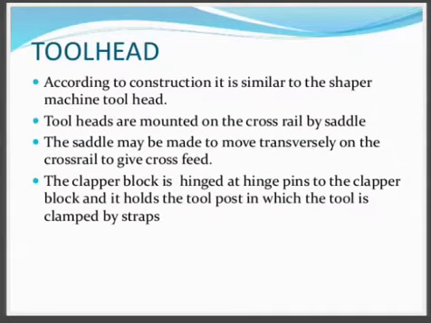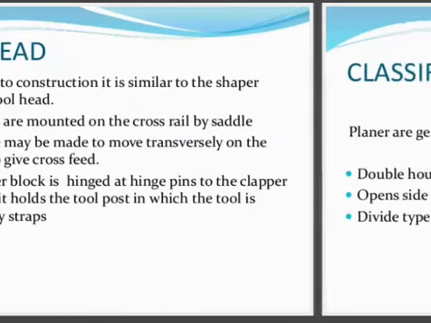Next is the tool head. According to the construction, it is similar to the shaper machine tool head. Tool heads are mounted on the cross rail by a saddle, and also on both the columns. The saddle may be made to move transversely on the cross rail to give cross feed. The clapper box is hinged at hinge pins to the clapper block and it holds the tool post in which the tool is clamped by straps.